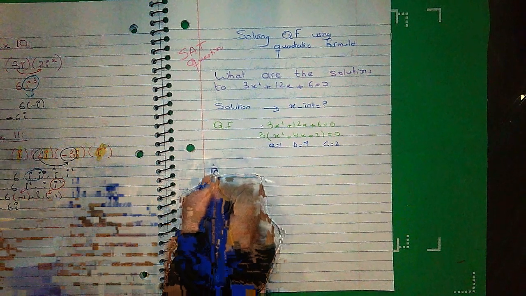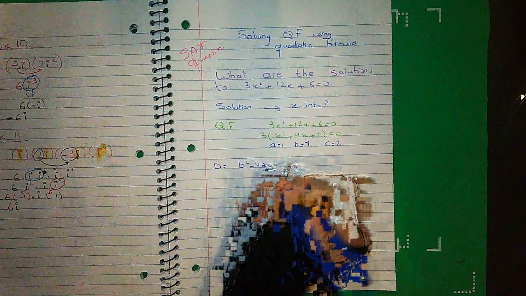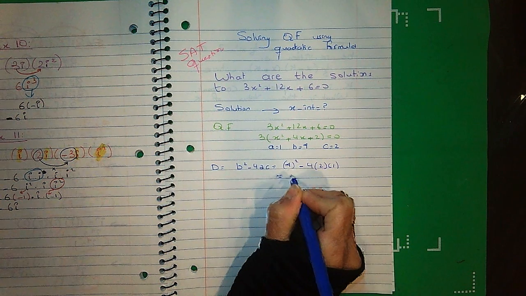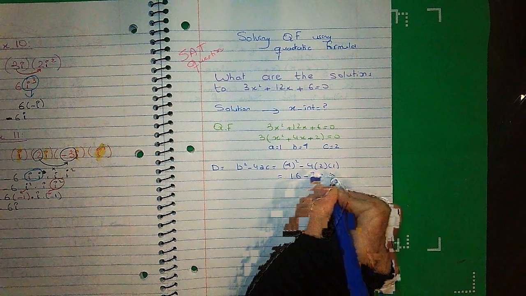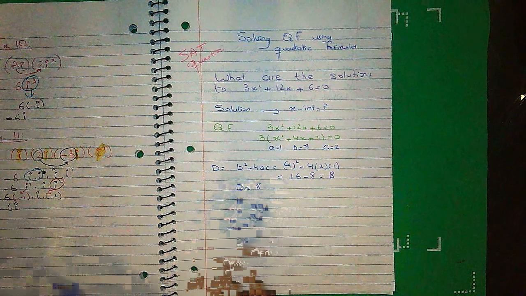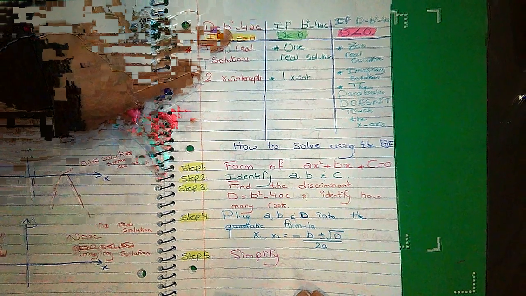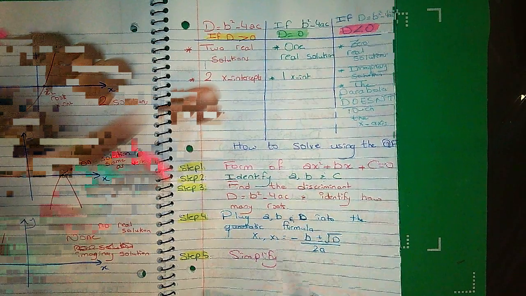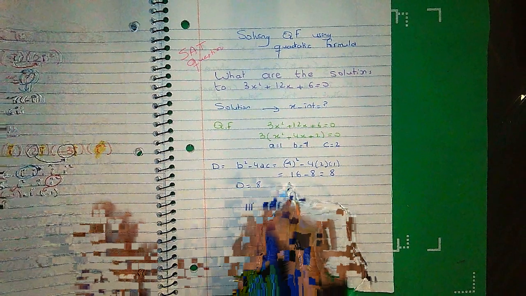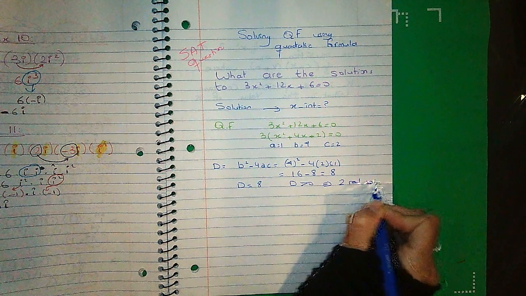So we're going to find the discriminant, which is B squared minus 4AC, which is 4 squared minus 4 times 2 times 1, which is 16 minus 8, which is 8. So the discriminant is 8. Going back to the notes, when the discriminant is bigger than 0, we automatically know that we have 2 real solutions and 2 x-intercepts.